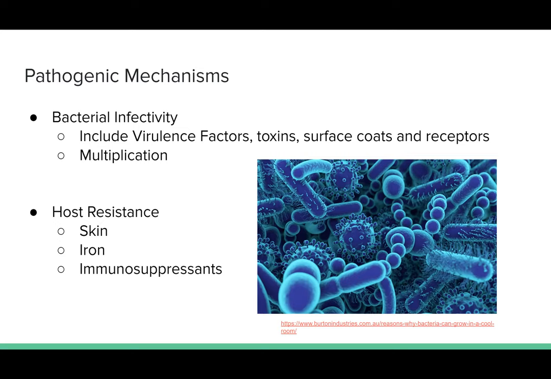Another mechanism, or rather a barrier that pathogenic bacteria need to overcome, is host resistance. Host resistance includes skin and iron, which is very important for their replication, as well as immunosuppressants. Those who are immunosuppressed, such as those in chemotherapy or who have AIDS, are at an increased risk, and also have an increased risk of life-threatening infections when they do contract it.